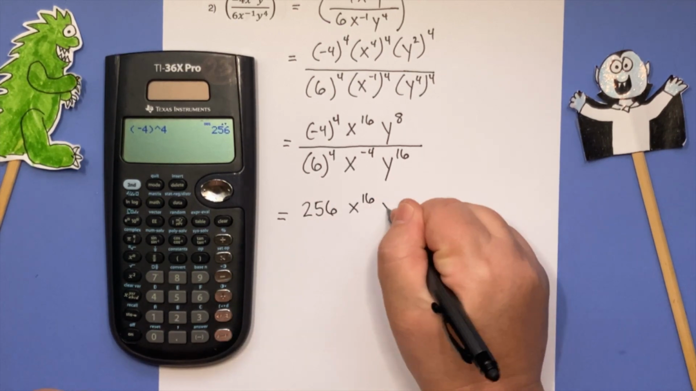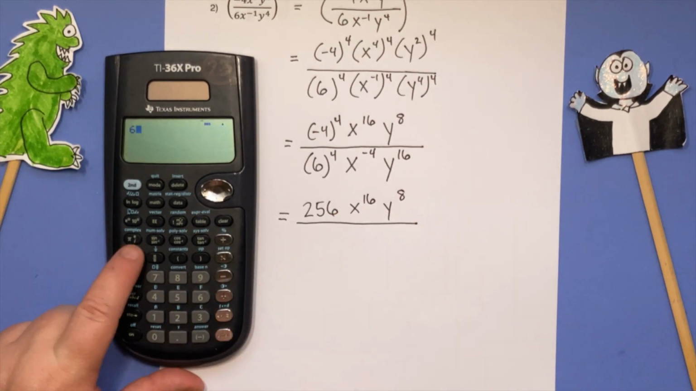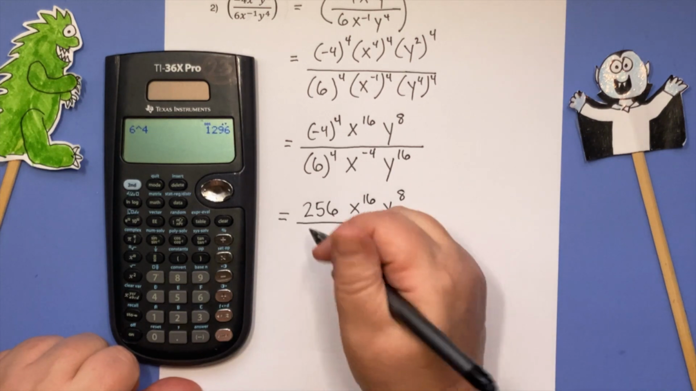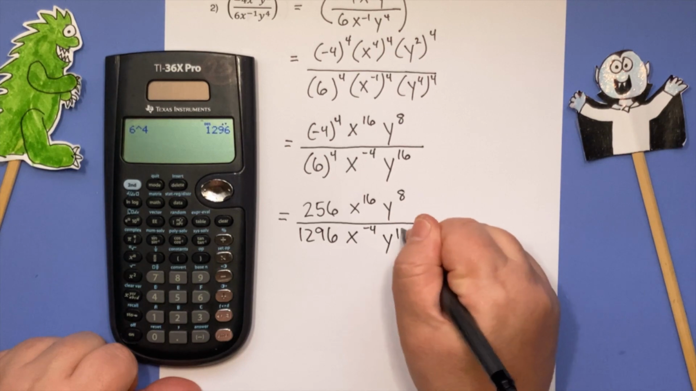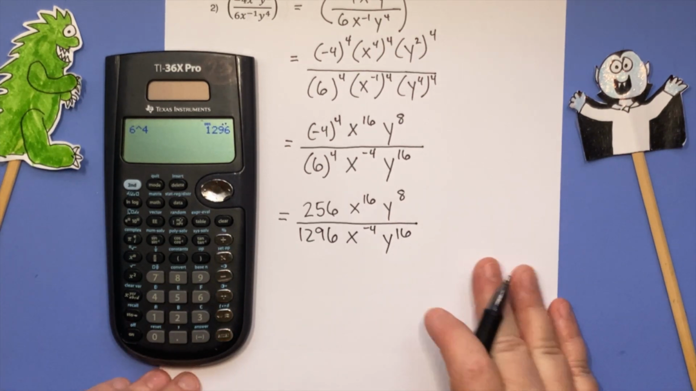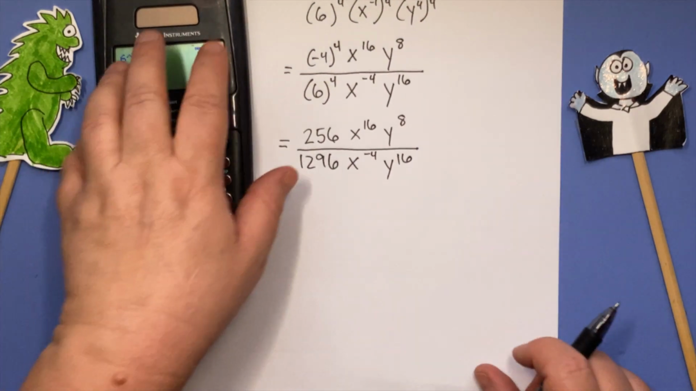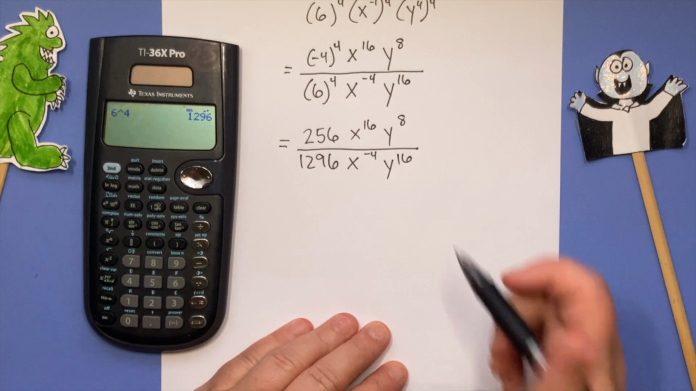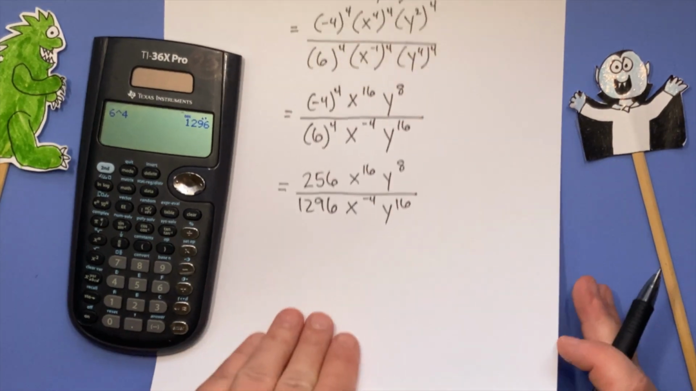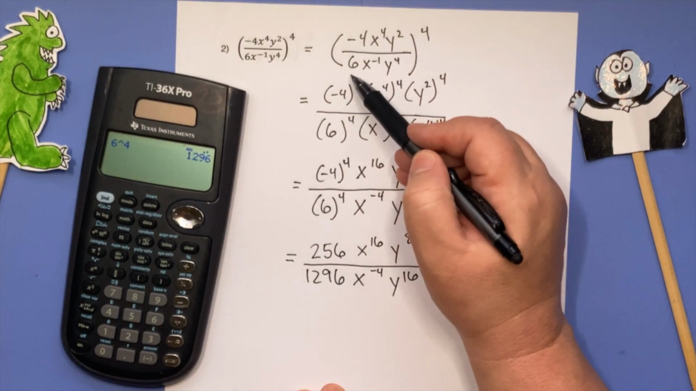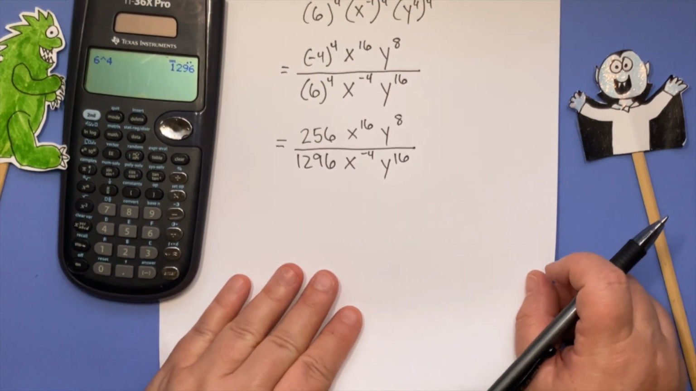x to the 16th, y to the 8th, all over, and then this one's much easier, 6 raised to the fourth power is 1296. Ugh, this is going to be a lot to deal with. y to the 16th. Okay, so far so good. We're getting in there. Now I can tell that I'm going to have to reduce things a little bit. Now, could I have simplified this more easily if I had worked in the original problem, like canceled the 4 with the 6? Absolutely, that would have been easier. But that's okay. You don't have to worry about that.